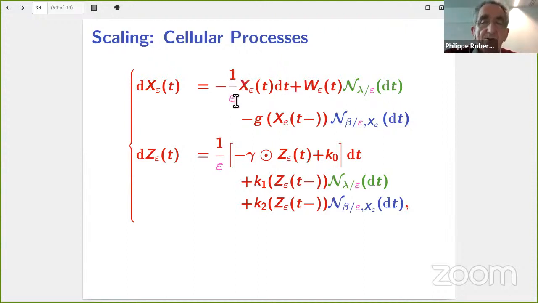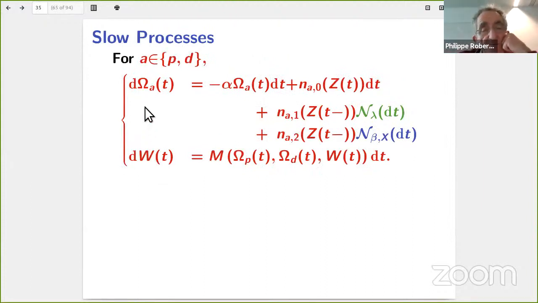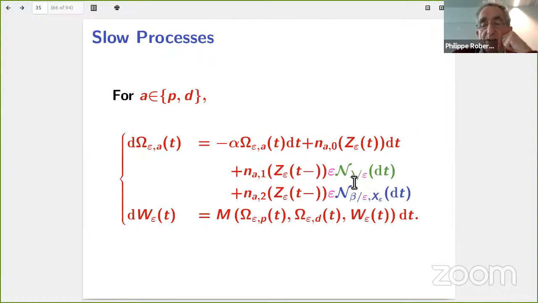The time also, of course, is sped up by 1 over epsilon, and similarly for the postsynaptic spike. Okay, so you speed up the pre- and postsynaptic spikes, and you look at the x^epsilon, z^epsilon processes. So this is what we call the fast processes, the cellular processes. And for the slow process, so typically the memory, of course, you keep speeding up the presynaptic spike, but you moderate its influence by a scaling factor epsilon, so that the change will be O(1). Okay, so in this way, you have an O(1) variable.